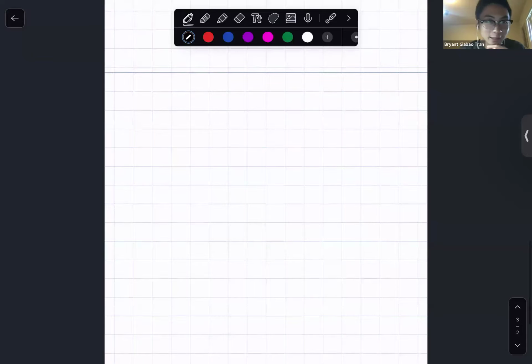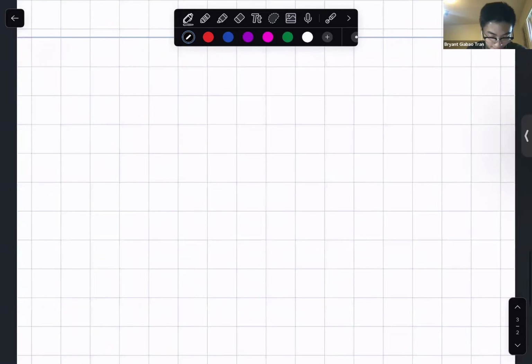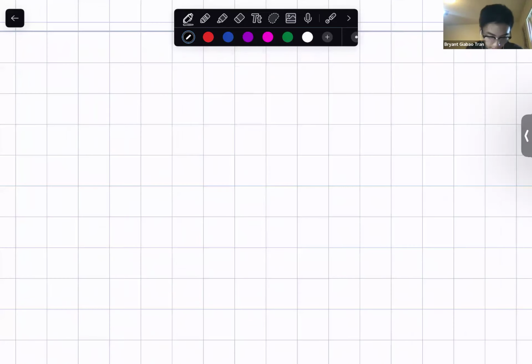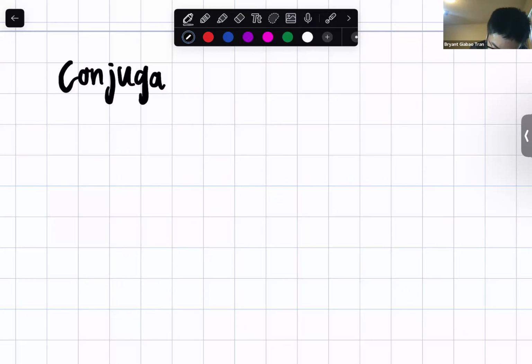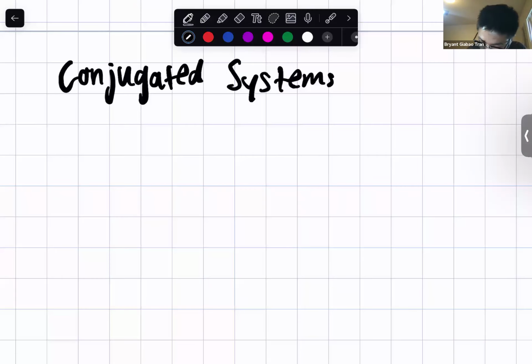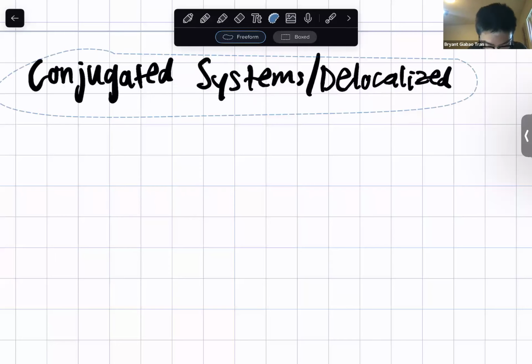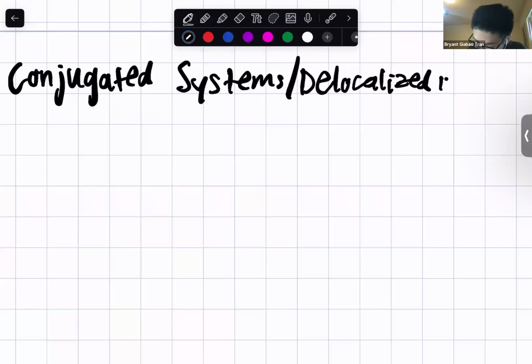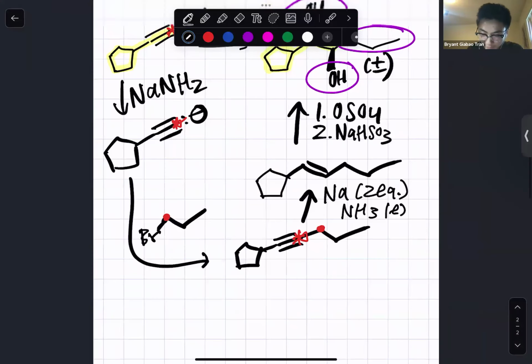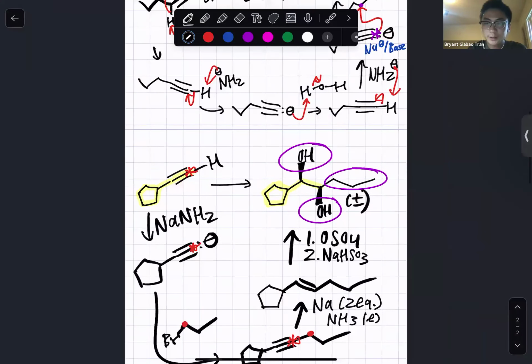So now let's move on to chapter 14, which is going to be conjugated systems, or we could say delocalized pi systems. There's going to be a lot of resonance in this chapter. Delocalized pi systems. Well, first, do you guys have any questions on the alkene and alkyne chapter or what we went over so far?